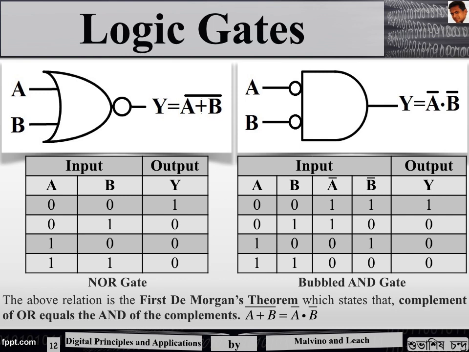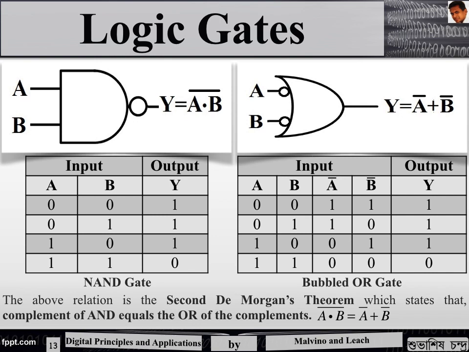The second, in which two bubbles are put in behind the AND gate, is called the bubbled AND gate. It is basically two NOT gates connected to the inputs of the AND gate. So the AND gate in this case receives the inputs as complement of A and complement of B, and when we see the output, we find from both the truth tables that they are same, and hence this proves the first De Morgan's theorem.